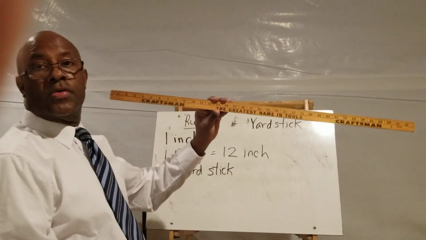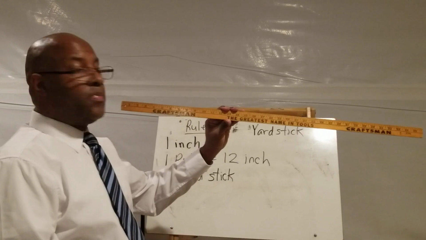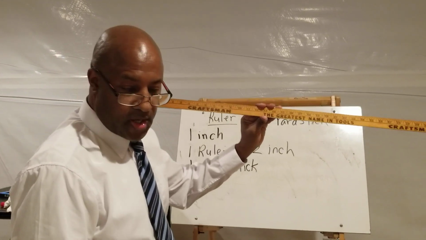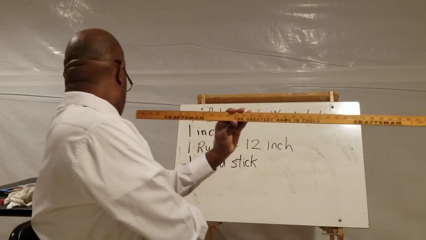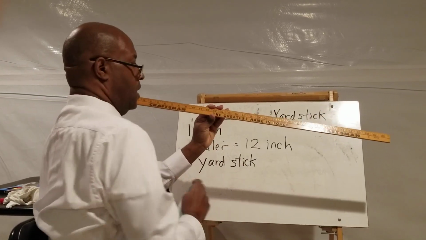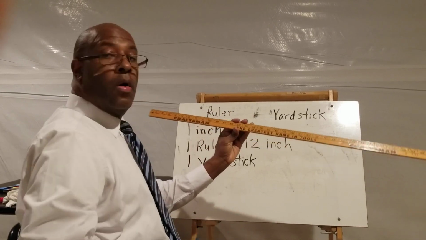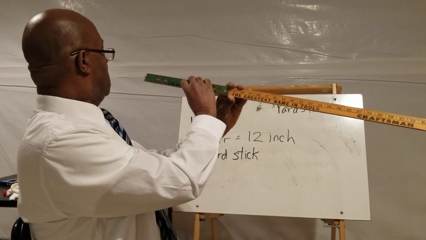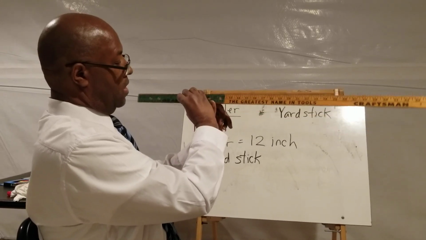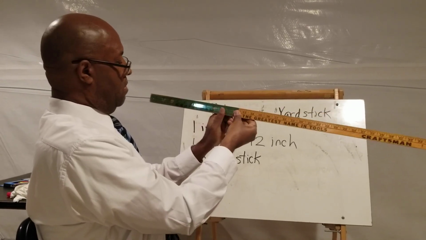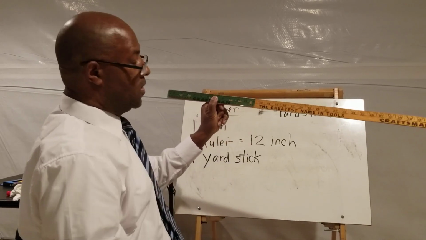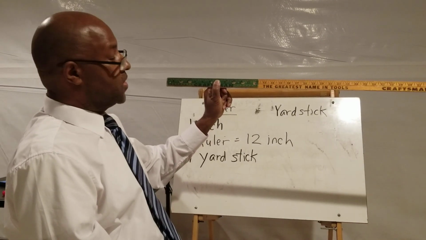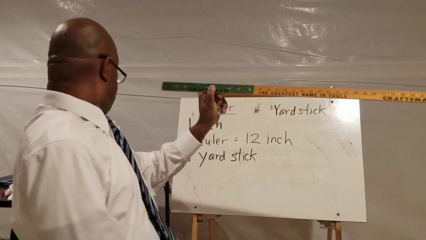So right here, boys and girls, here is an example of the yardstick. Okay? This is an example of the yardstick here. When you look at the yardstick, boys and girls, look at there. One ruler goes exactly 12 inches long, just like we said.